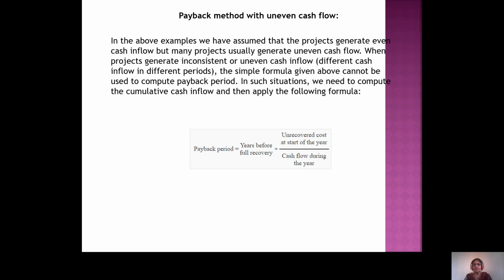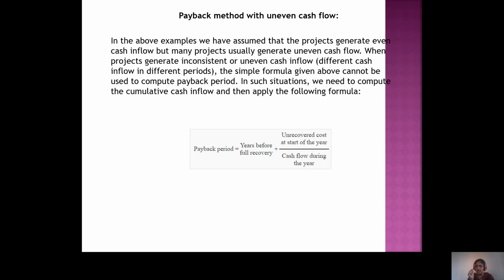Payback period is equal to years before full recovery plus the unrecovered cost at the start of the year. Suppose I put in 10,000. After the 4th year I get some 8,500, and in the 5th year I get 12,000. So I take the years before the amount reaches 10,000, that is the fourth year. So years before full recovery plus the unrecovered cost short of the year.